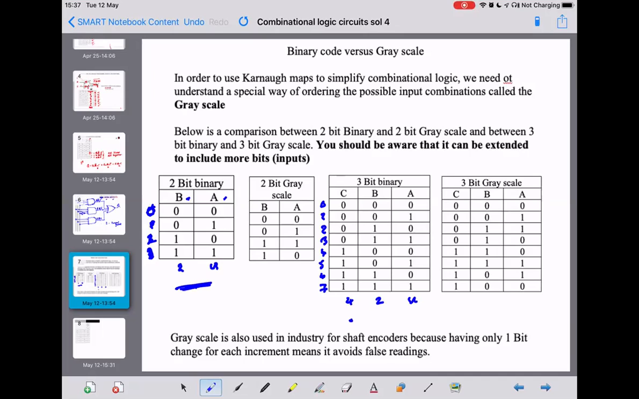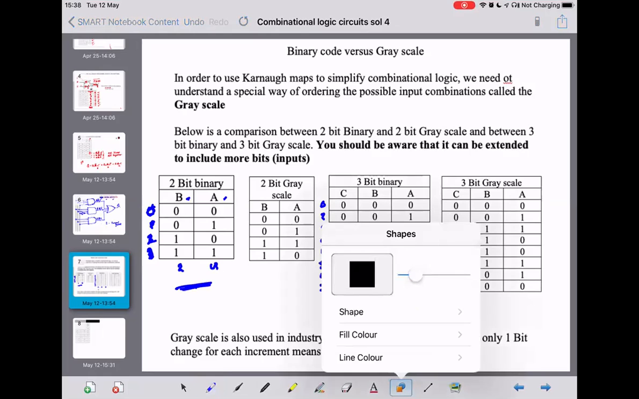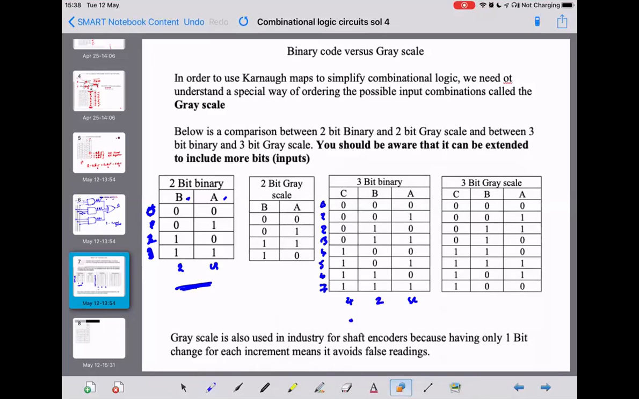Yeah? The grayscale is different in that as we go through the code, so here we go, 0, 0, 0, 1, 1, 1, 1, 0. The grayscale only changes one digit every time we move down. So only one column changes. The first column's the same, 0, 0. The second column's changed, just the A column has changed. Then the B column changes to 1. And the A column back to 0. Only one digit changes at a time in the grayscale.